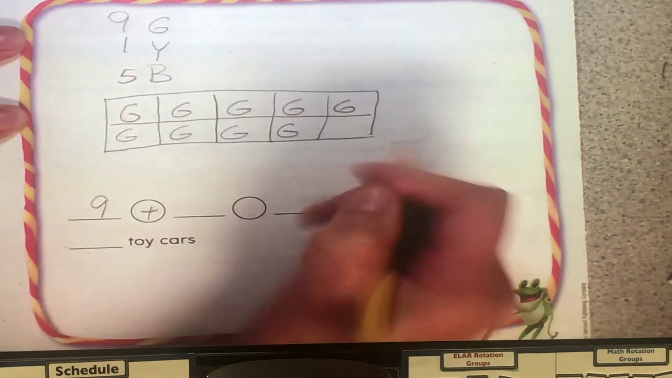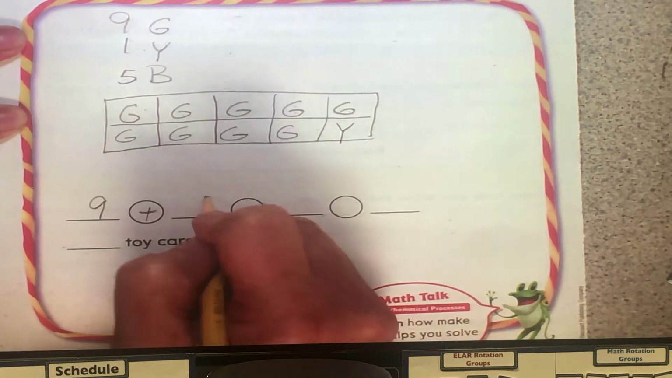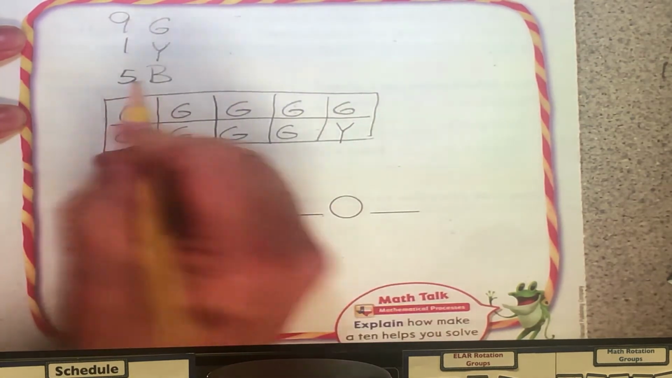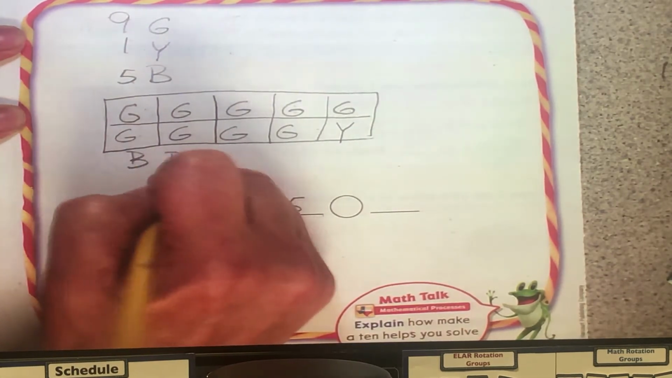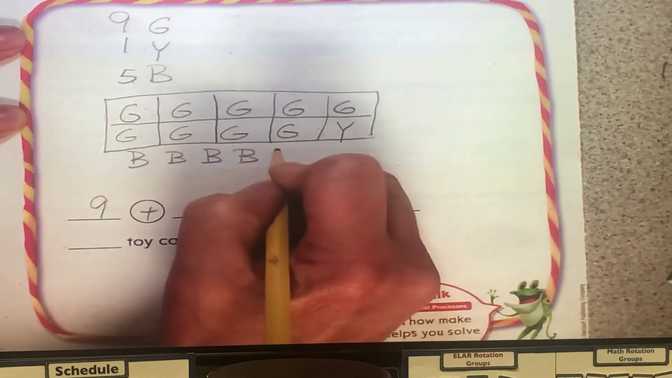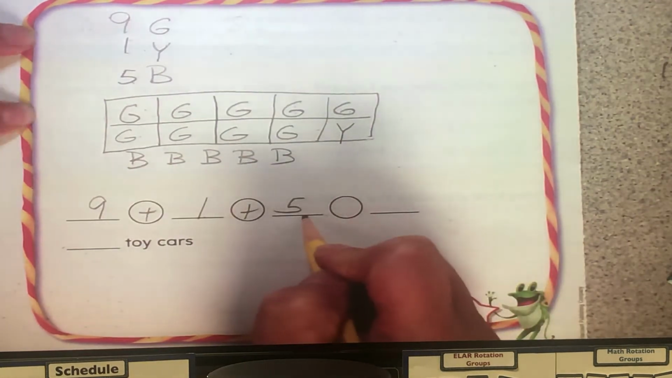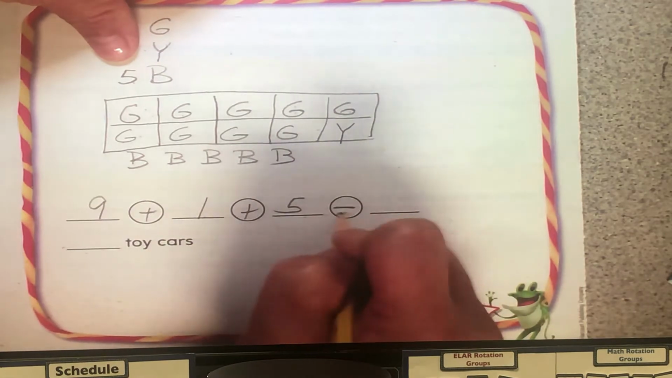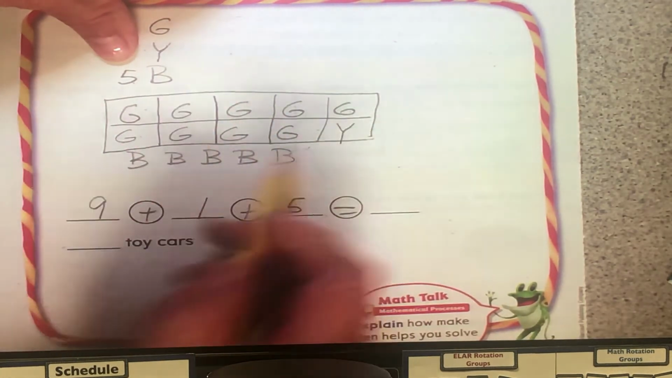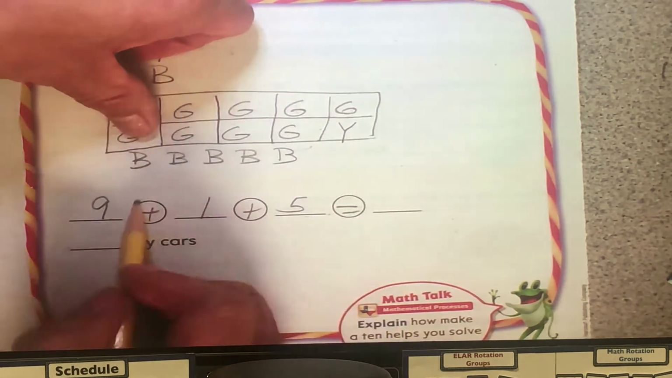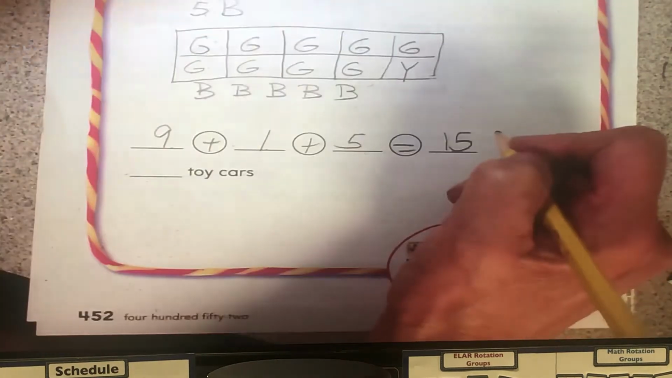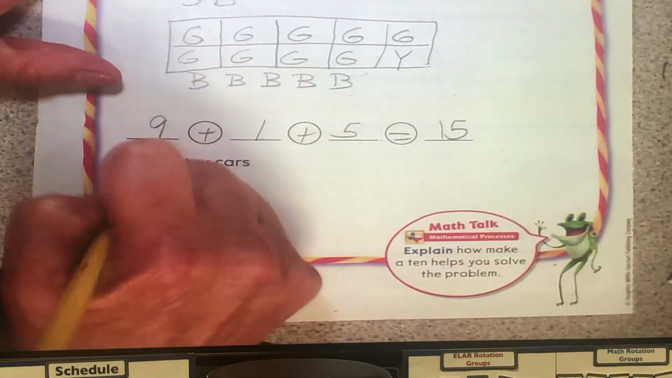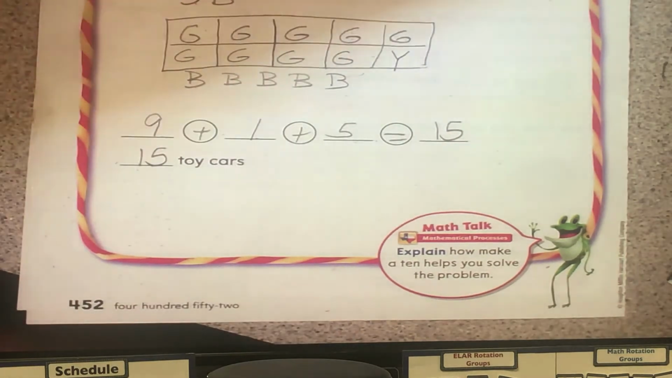Plus 1 yellow one. There's 1 yellow one. Plus what? 5 blue ones. Plus 5 blue ones. 1, 2, 3, 4, 5. Okay, so how much does that equal? Well, we know that's a 10. 9 and 1 is 10. Plus 5 more, 11, 12, 13, 14, 15. It equals 15. So how many toy cars does he have altogether? 15 toy cars. All right, let's go to the next page.